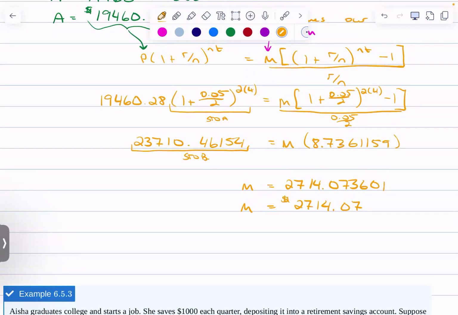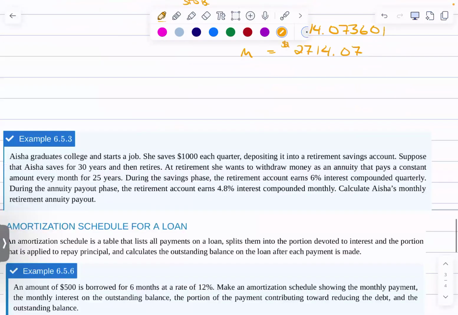The hard part of these is not really the math anymore, right? It's figuring out, okay, well, what do I need to do here, right? That's, I would say, the hardest part now. So here's another one.